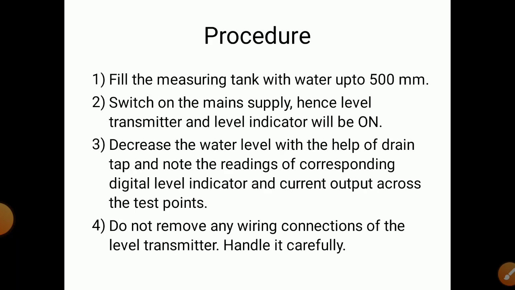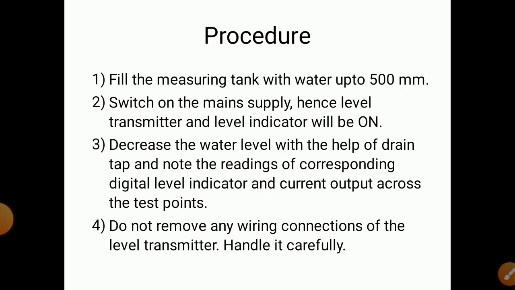Second step, switch on the main supply. Then we have to switch on the main supply. Hence the level transmitter and level indicator will be on. So we have to make the level indicator on. Next, decrease the water level with the help of the drain tap and note the readings of the corresponding digital level indicator and the current output across the test points.